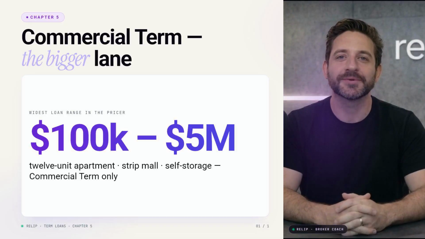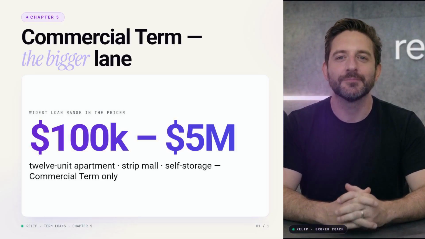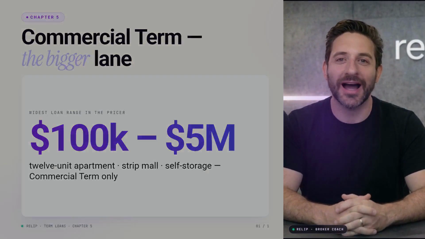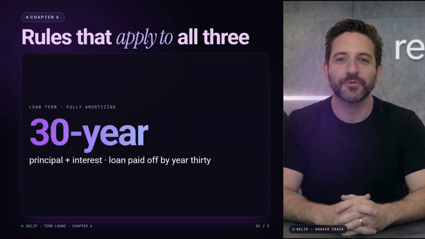If a broker pulls up a 12-unit apartment building or a strip mall retail deal on the pricer, commercial term is the only one of our 3 programs that returns eligible. The other 2 flag a property type rejection, and they'll tell you exactly why. A few things are true no matter which program wins.